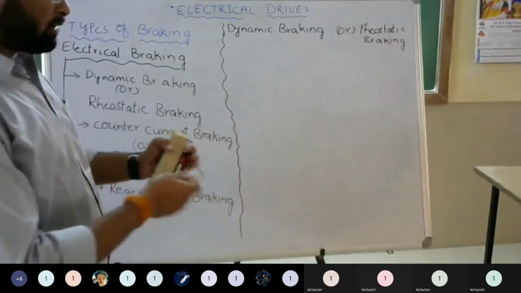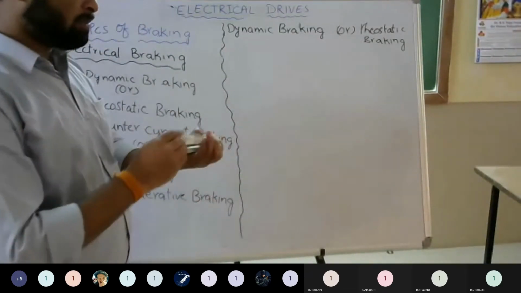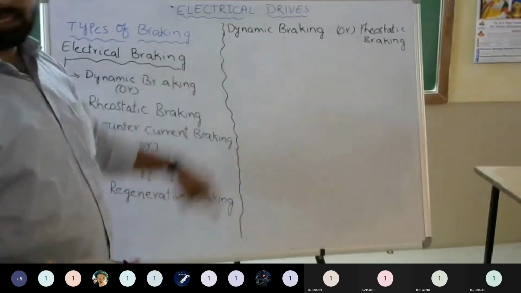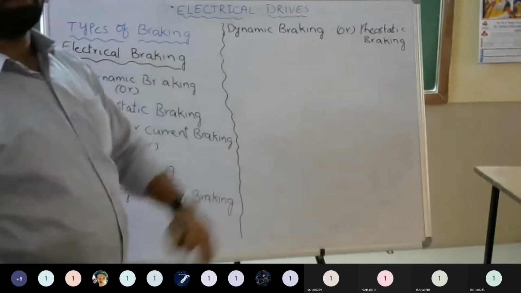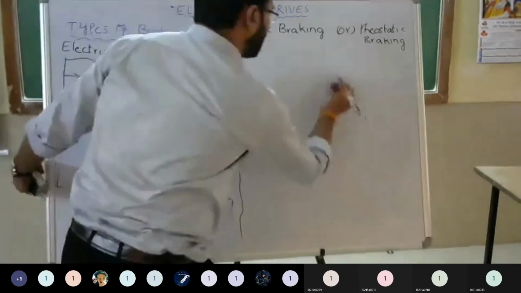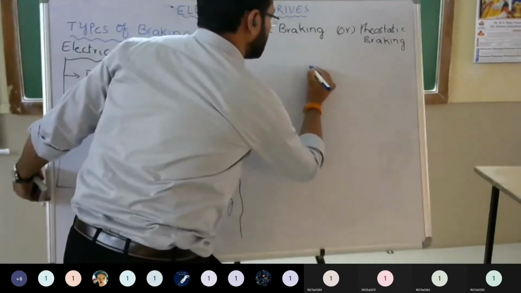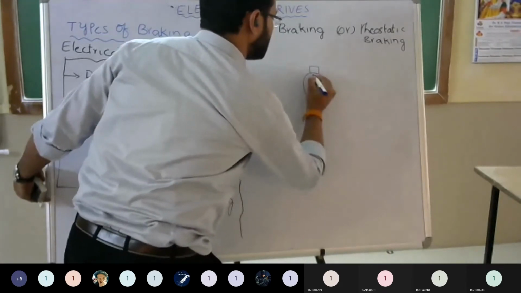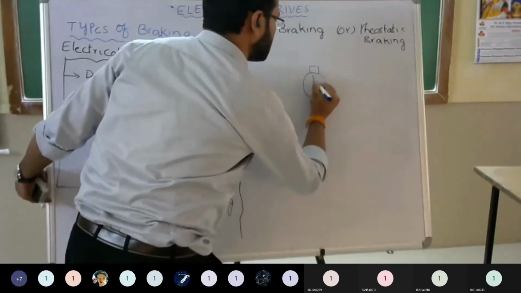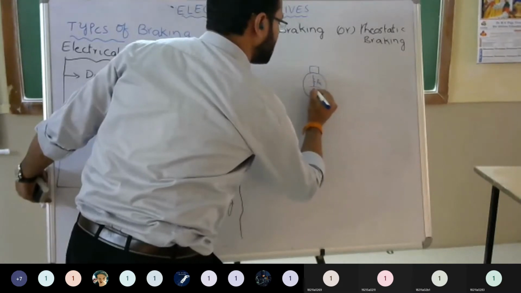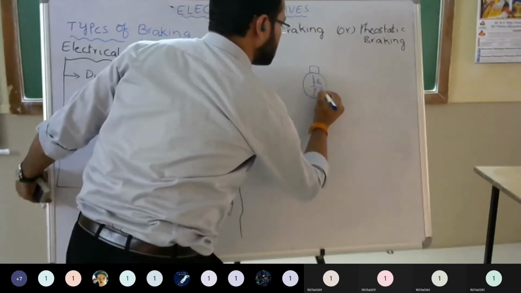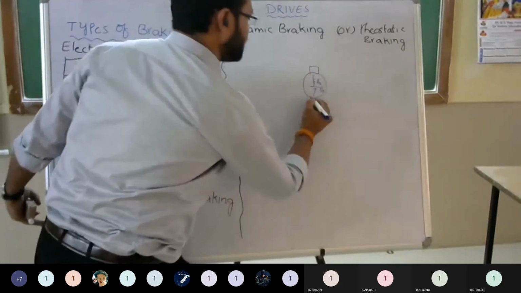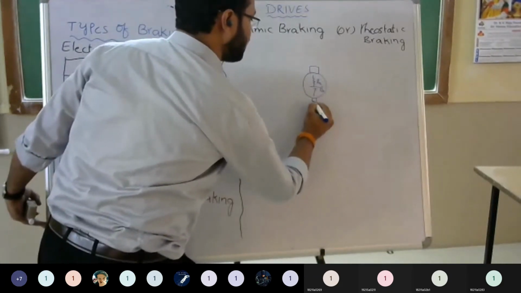To understand this, I will take our DC motor. Why? Because we already went through the DC speed torque characteristics. So I will take that as an example and explain dynamic braking. Suppose consider this one is our DC motor. This is the armature resistance RA and EB is the back EMF.